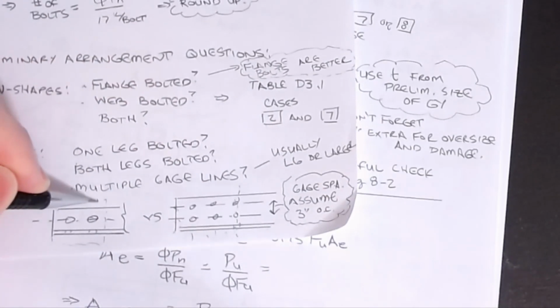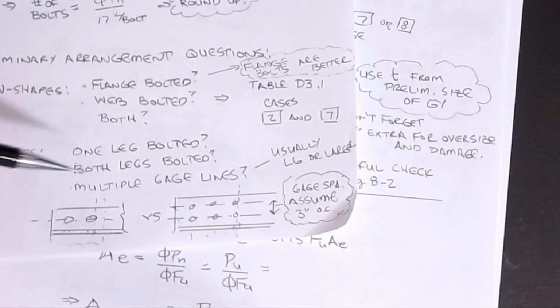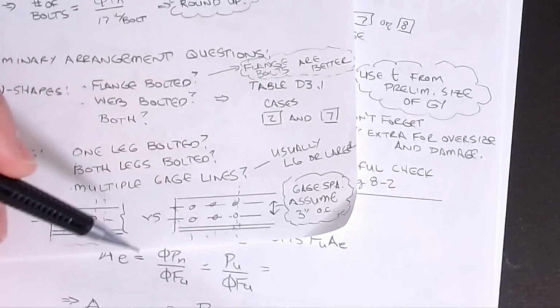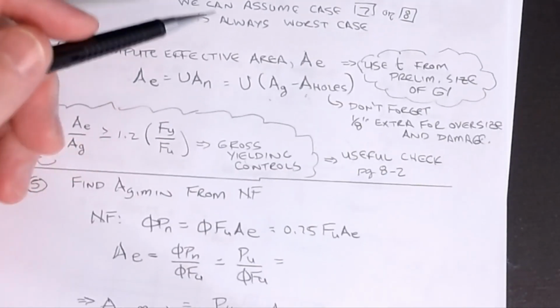Over here, if I look at net fracture, it would be 2. If I only bolt one leg, it would be 1. So you've got this preliminary layout that you're looking at, and it gives you a guess on the number of bolts on a plane, which then allows you to take a guess at the area of the holes.